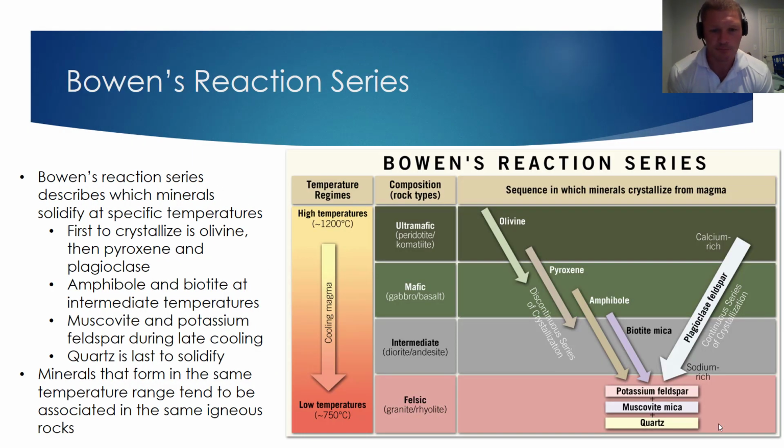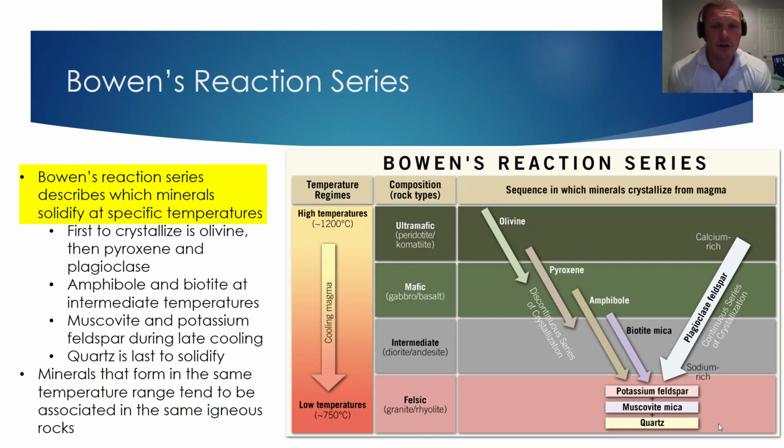This is a pretty important image. And before we start talking about what Bowen's reaction series tells us, we have to know that magma has a very complex chemistry. It's not a pure substance like water. We know that water would go from a liquid to a solid at 32 degrees Fahrenheit or 0 degrees Celsius. Water doesn't freeze over a very, very large temperature range from say 50 degrees down to negative 20 degrees. It freezes at a pretty specific temperature.